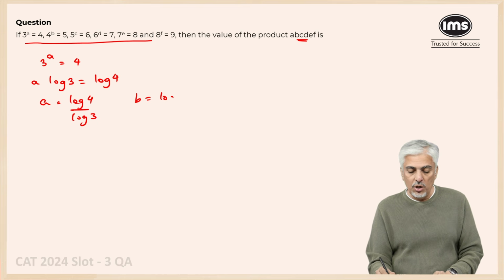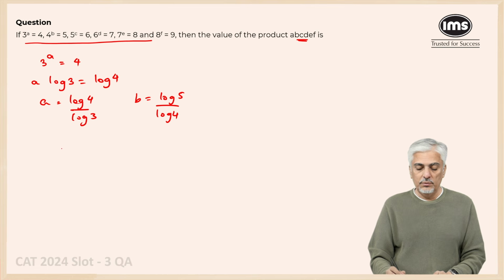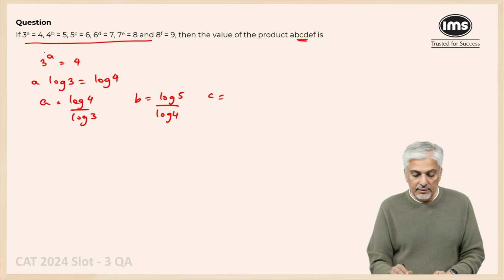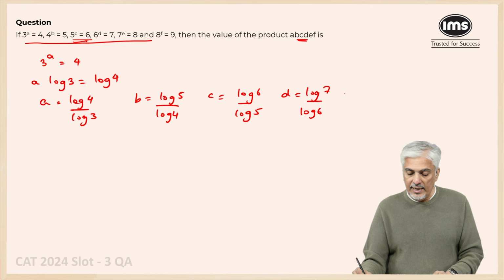B will be log 5 upon log 4. So when I multiply these two, A into B, I'll be left with log 5 upon log 3. So I'll have to continue that way. C will be, C is 5 raised to C is 6, so it will be log 6 upon log 5. D will be log 7 upon log 6. E will be log 8 upon log 7. And F will be log 9 upon log 8.